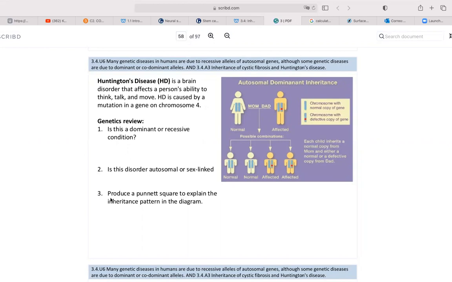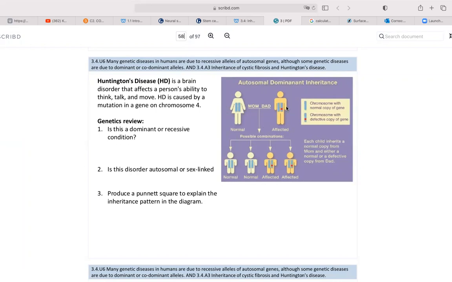Produce a Punnett square to explain the inheritance pattern in a diagram. We're going to do that. I'm going to explain how to do that. So you have very clear information here about Huntington's disease. Remember that in biology, when we have a picture, we need to know what that picture is explaining to us, and we need to know how to explain that picture too.